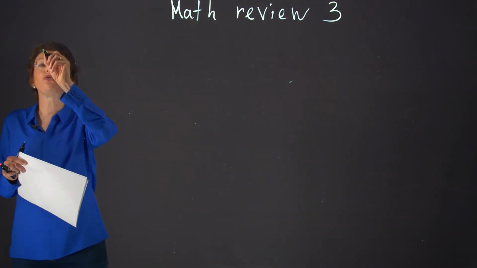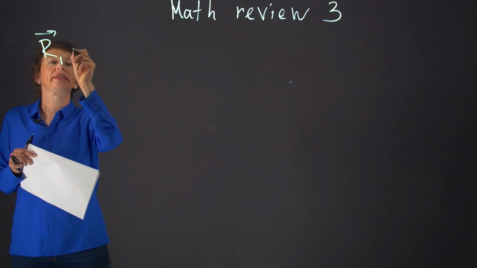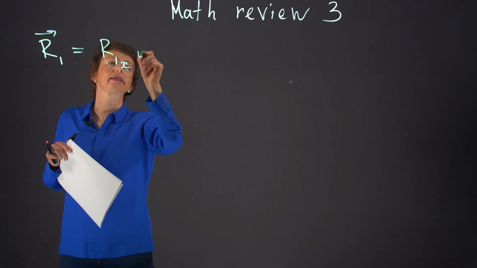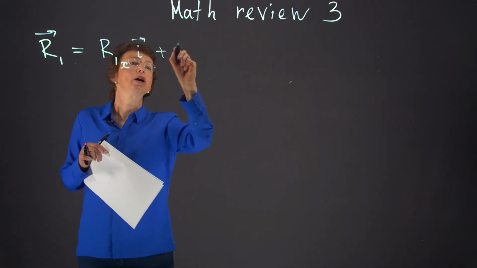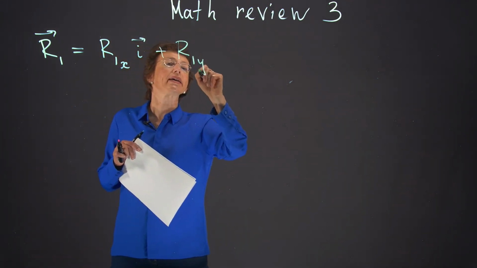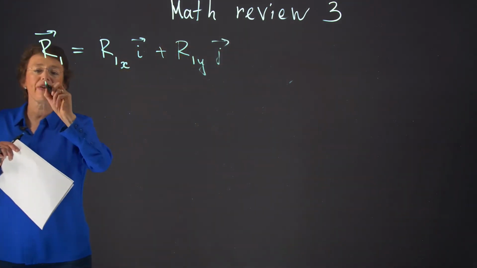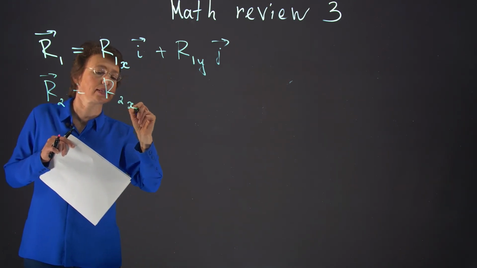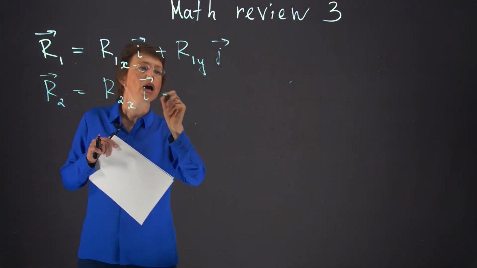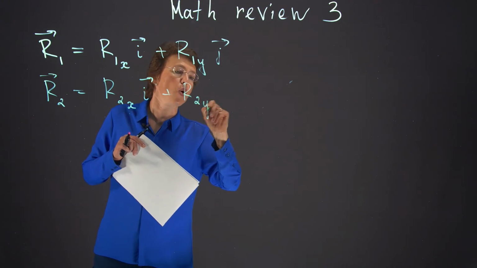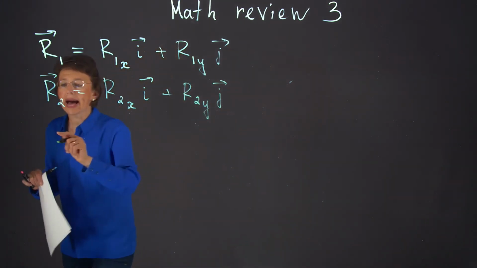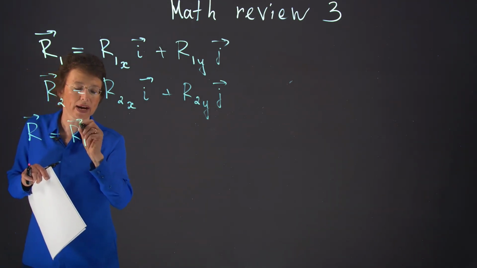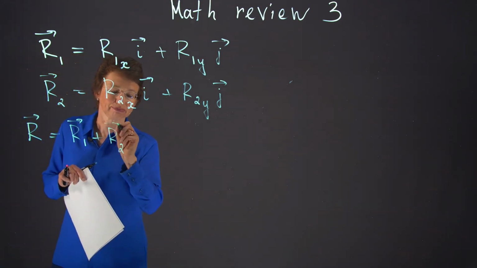If I have two vectors, vector r1, and I write it in terms of components, r1x unit vector i plus r1y unit vector j. And I have vector r2, which is r2x, the x component of r2, i plus r2y j. How do I find the resultant r, that is r1 plus r2?